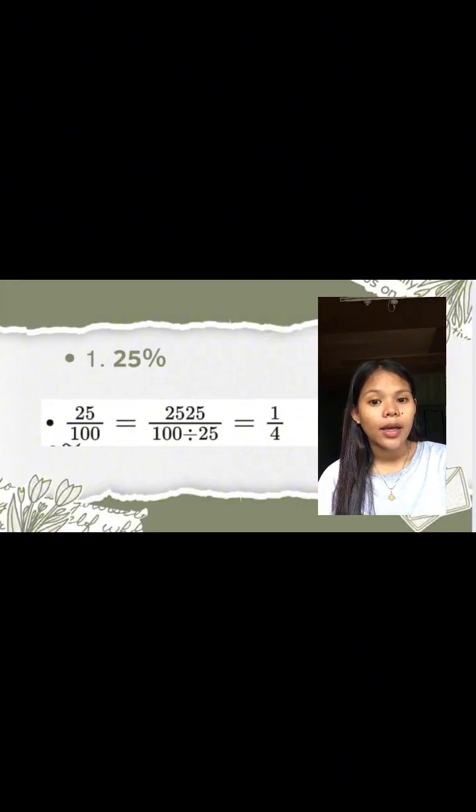I know you know the GCD, which is the greatest common divisor. So for 25 over 100, their GCD is 25. So we divide them by 25 to get the correct answer. 25 divided by 25 is 1, and 100 divided by 25 is 4. So the answer is 1/4.